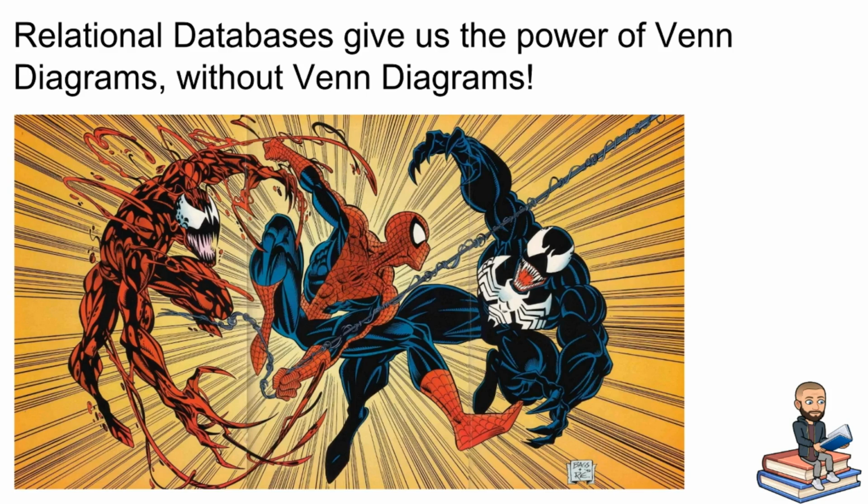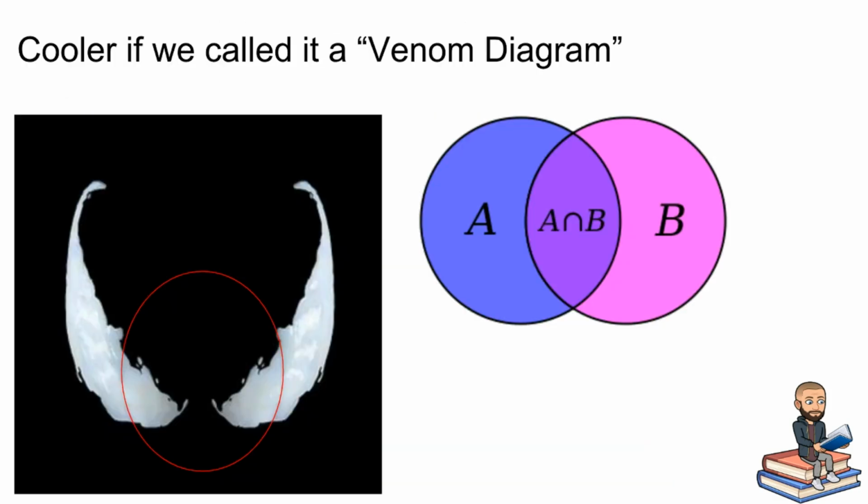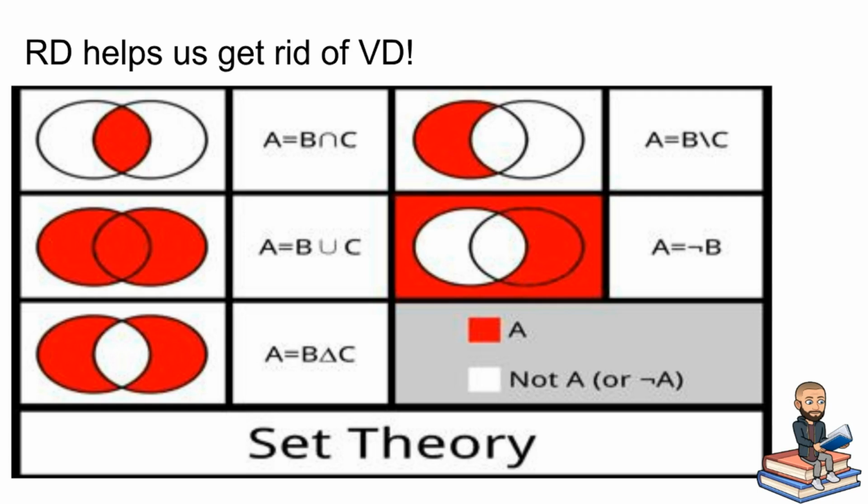So relational databases give us the power of Venn diagrams, and here's a fun way to think of this maybe. RD helps us get rid of VD. So relational databases help us avoid that whole Venn diagram scenario.